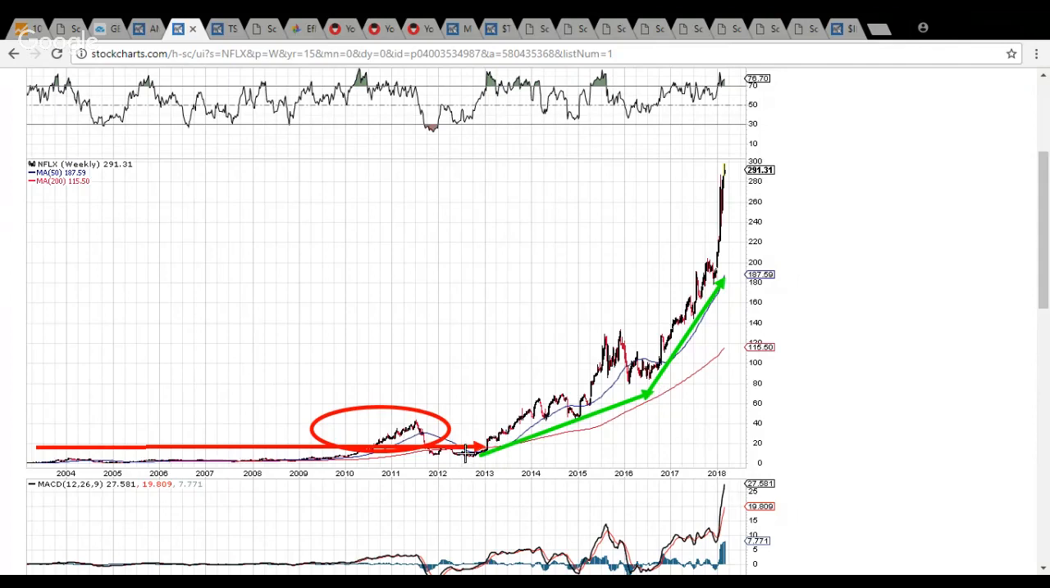We broke out above phase 1 in 2013. Here we are 5 years later, and it's still skyrocketing. You could have stayed in this thing for the last 5 years and not worried about Netflix, regardless of what was going on with the NASDAQ or the stock market or anything else. It can give you a tremendous amount of confidence.